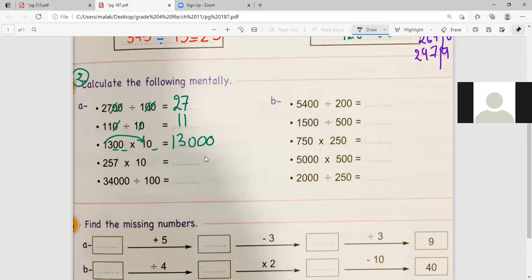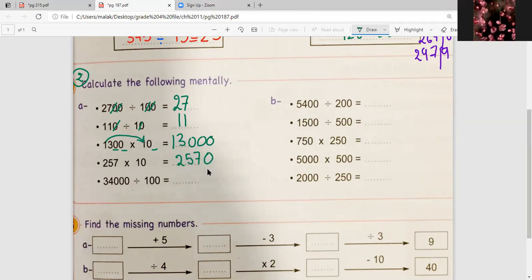Thank you, Hassan. Abdullah. Yes. 257 times 10. We will remove the zero. And the answer is 257. It's multiply, not divide. Yes, we put the zero at the end. Bravo.